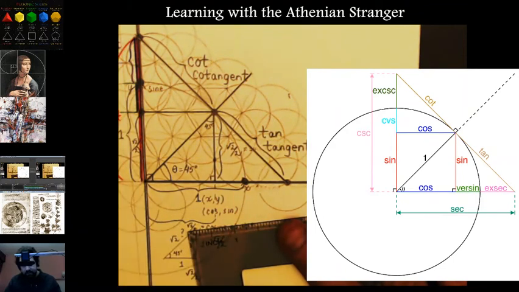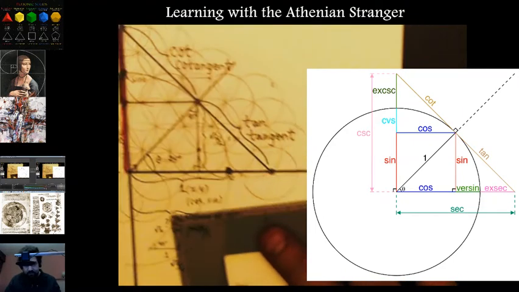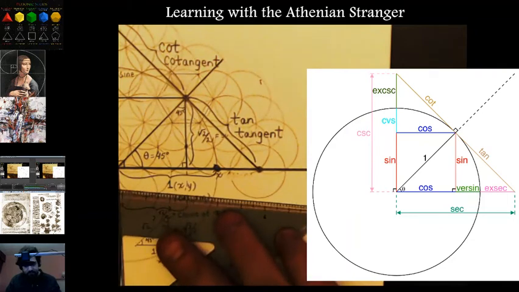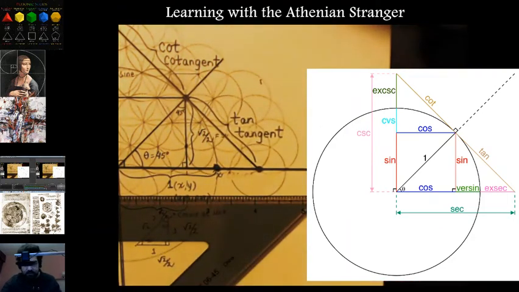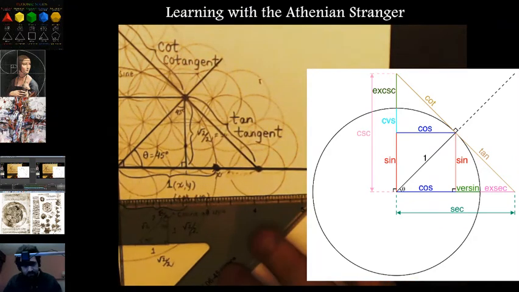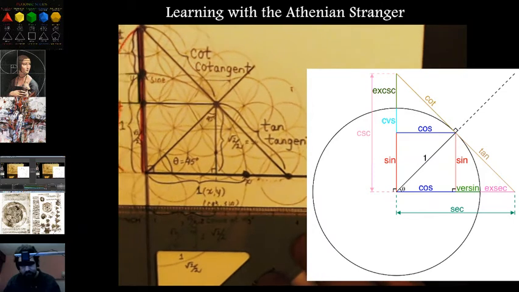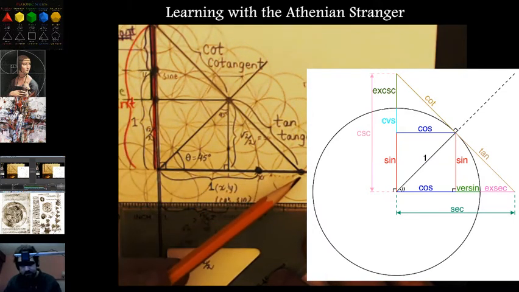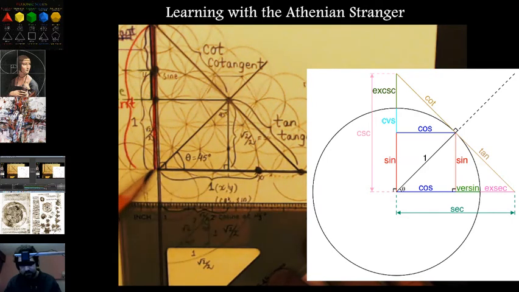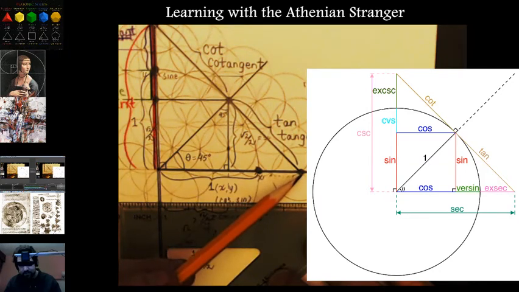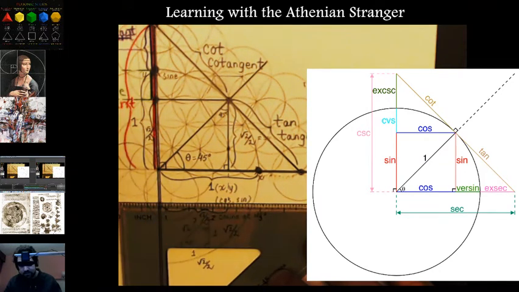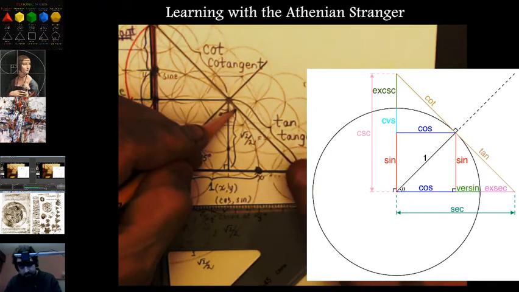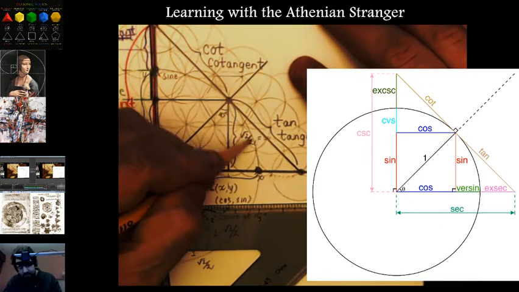Let's just finish labeling. The distance from the origin point here to the point at which that tangent line hits the x-axis, that whole distance is the secant line. It's getting lost in the visual here, but this is our unit circle line.